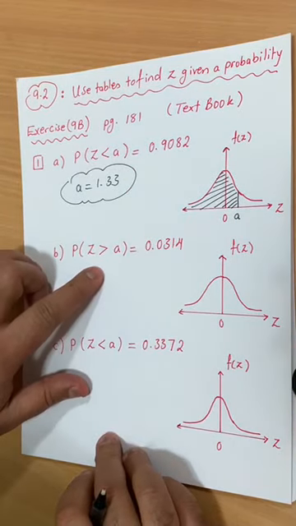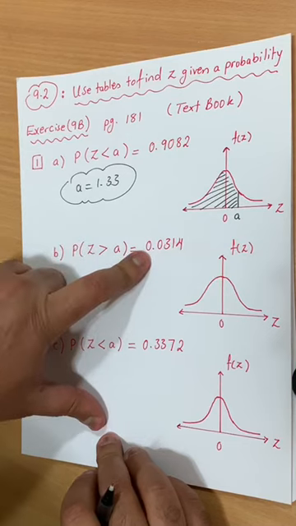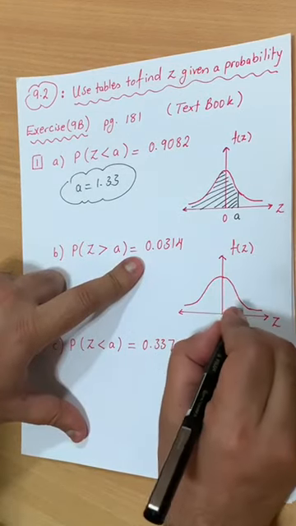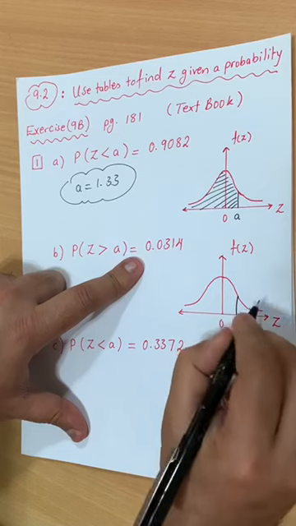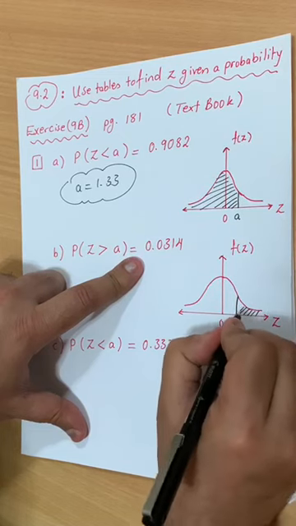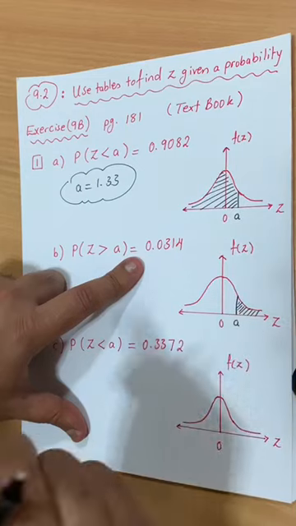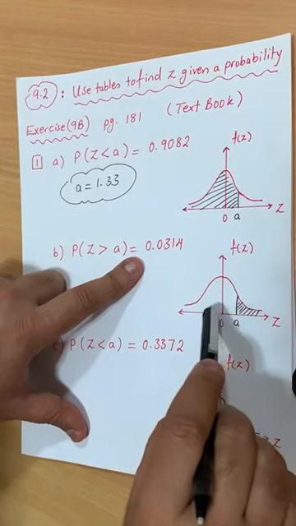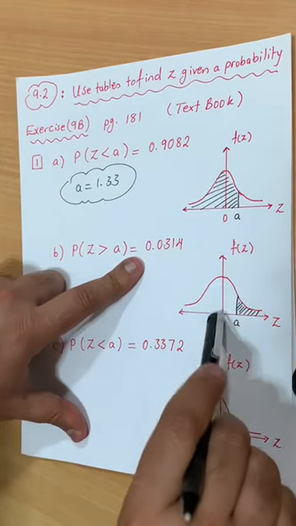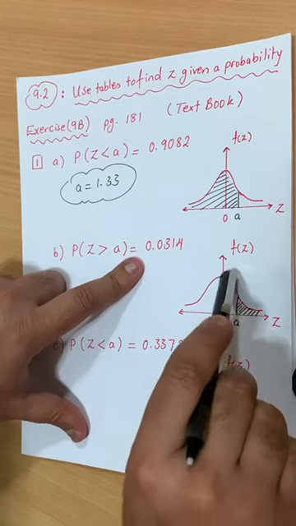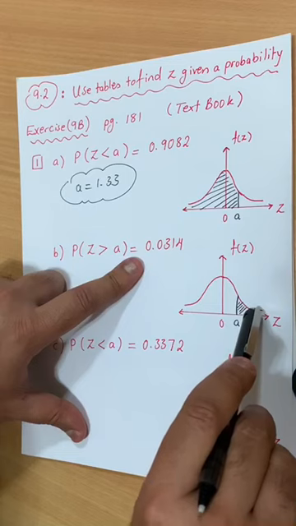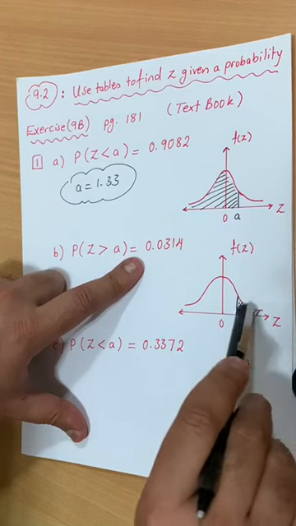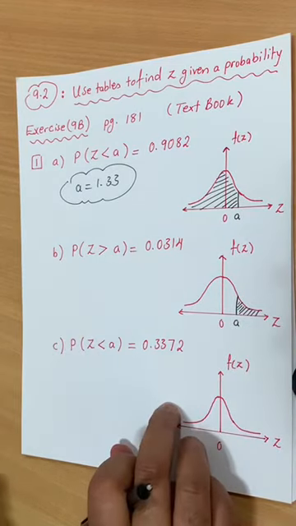Now the value is more than A, and this value is less than 0.5. So the value of A is positive. It has to be here, and you're talking about the right side. How are you going to know that? Till here is 0.5. So here is still more than 0.5, but this part is less than 0.5, so A is positive value.